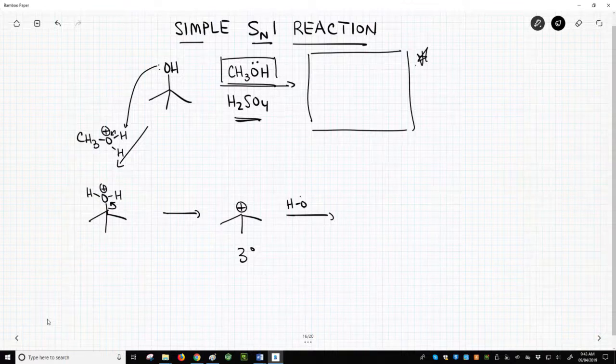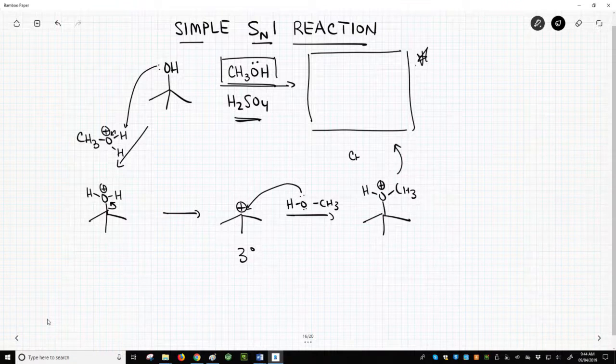The oxygen will attack to give this new charged species. We're not done because we need to get rid of the charge. We'll deprotonate the oxygen with our solvent, methanol. And that will give us our final SN1 product. This is an example of a solvolysis reaction.